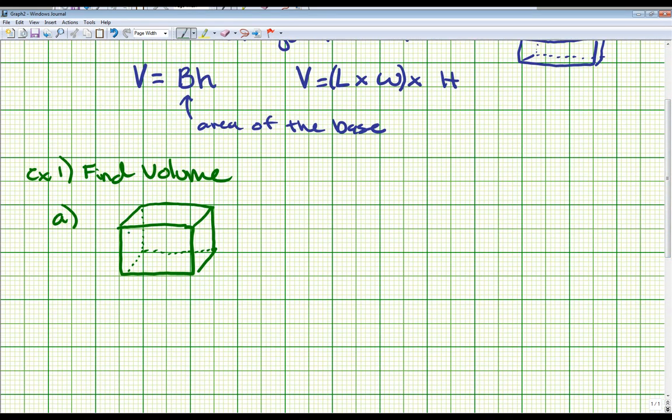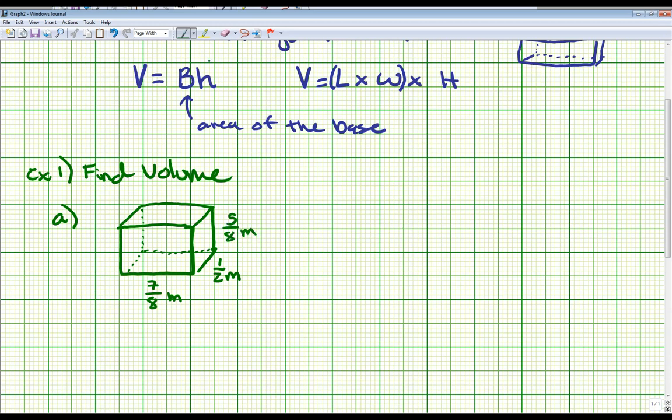Let's put the measurements on. This distance here, this is going to be called our length. They tell us that's 7/8 of a meter. Then this distance here, we're going to call that our width. They give us 1/2 of a meter here. And then this distance here, we're going to call that our height. They give us 5/8 of a meter there.